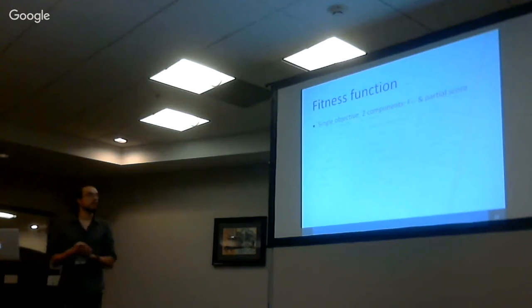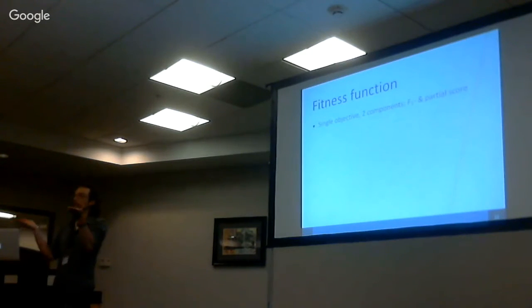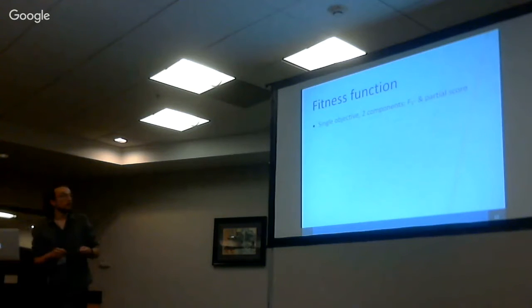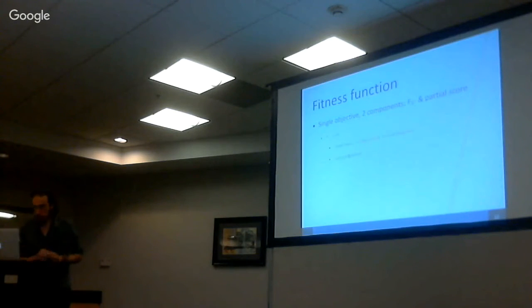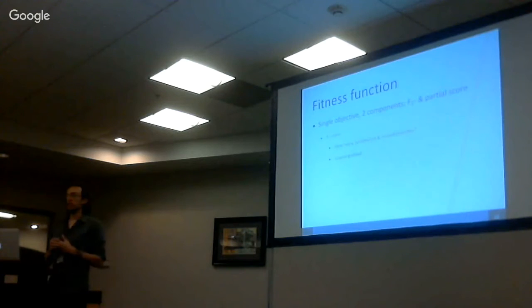Now onto the fitness function. It's just a single objective, but the fitness function contains two components, and the user can choose how much weight to give to each of the components. The two components are the standard F-score, and something new, the partial score. With the F-score, we measure, given a template, how many of our desired matches we found, how many undesired matches we found, and how many results we missed. So that's expressed with the F-score.